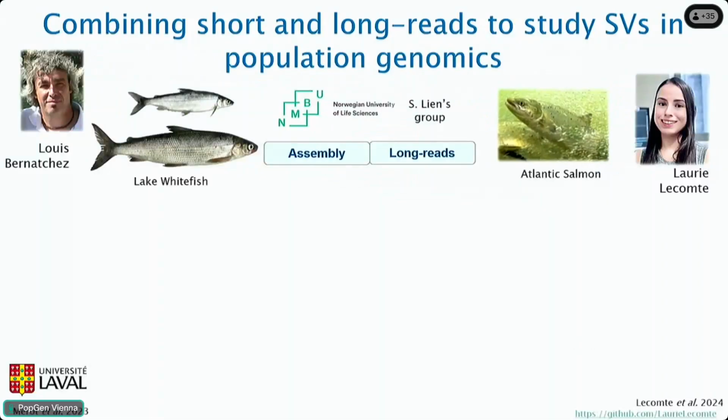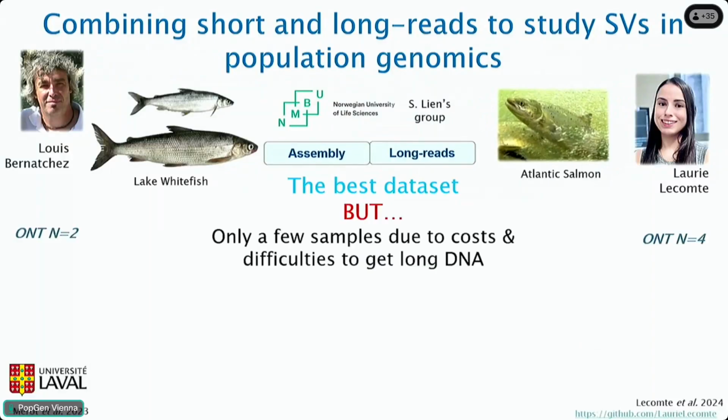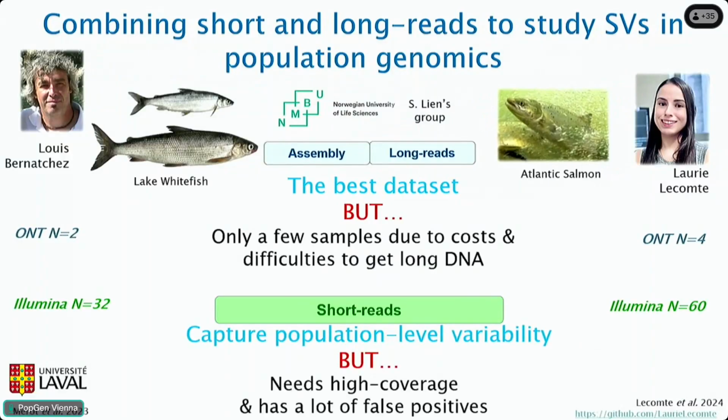Here we had assembly or long read. So of course, that's the best data to detect structural variants. You can map an assembly or the other or put long read, but usually you can't get a lot of samples, right? With short read data, it's much easier to sequence many samples and you will capture population level variability. But when you try detecting structural variants, it has a lot of false positives.